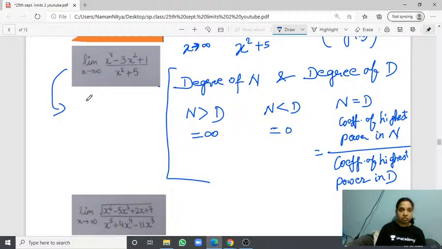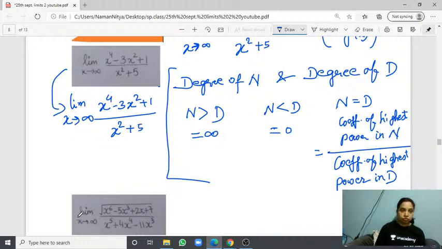So what is the question here? Limit x tends to infinity, x power 4 minus 3x square plus 1 divided by x square plus 5. In this case you check the highest power. Numerator power is definitely 4 and denominator power is 2. So clearly n is greater than d, so the answer for this particular question will be infinity. So for the first one the answer is infinity. No need to calculate.